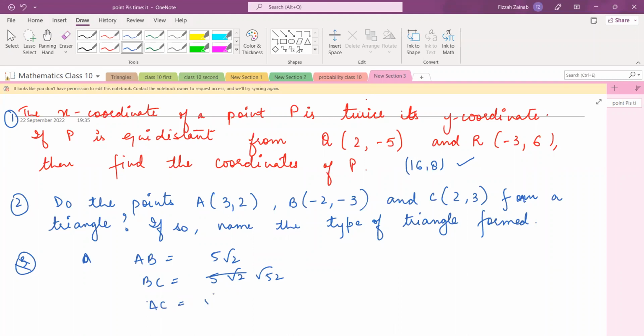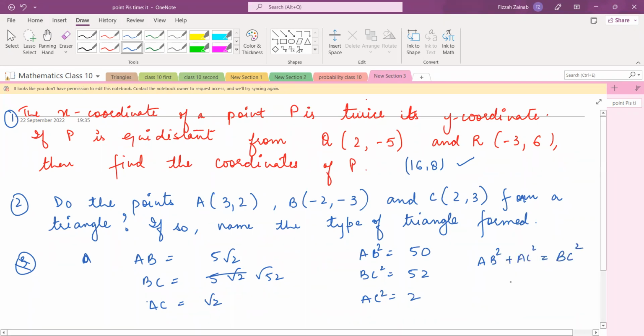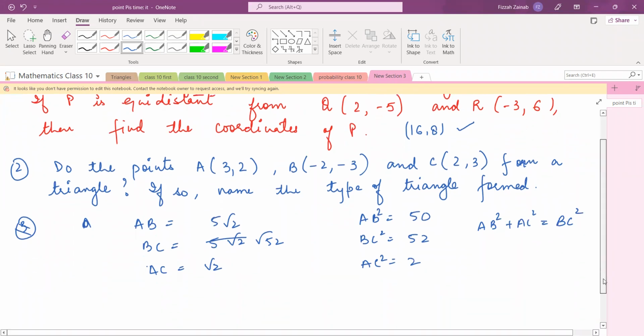Under root 2. Okay. So you can always check their squares also. So AB square will be 25 into 2, that means 50, right? BC square will be 52 and AC square is 2. So you can see AB square plus AC square is equal to BC square here. So which kind of triangle is this? Right angled. Yes, so it's not isosceles.